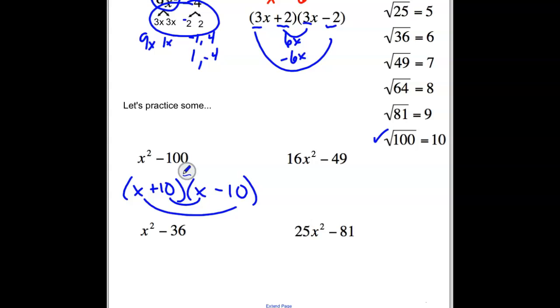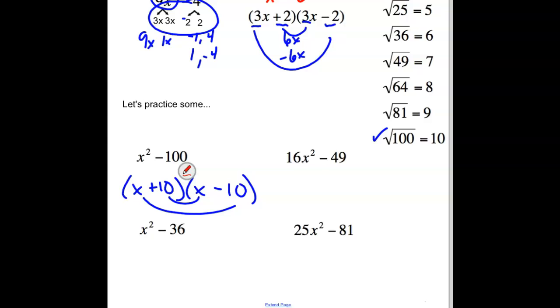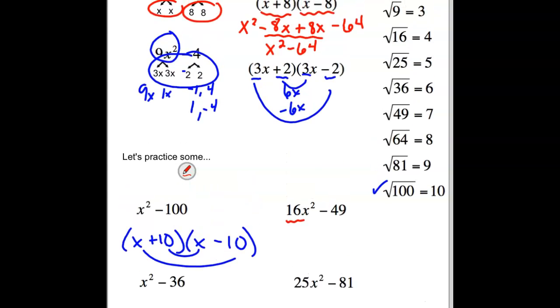16x squared minus 49. Checking to see, do we have perfect squares? 16 is on our list. Its root is 4. So we're going to think of splitting this into 4x and 4x. 49 is also on our list. We get a 7 for its root. So we need a negative 7 and a positive 7. All right, go ahead and pause the video and try the next two.